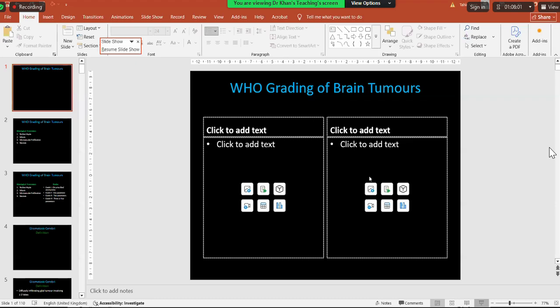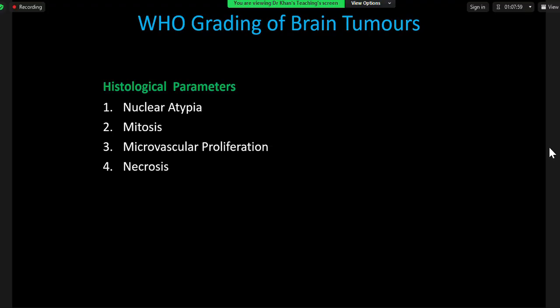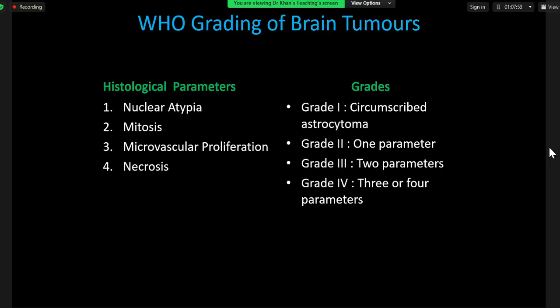So this case actually is gliomatosis cerebri. And I'll tell you what it is. Basically, before that, can you hear me? Candidate 3, is it 3? Yes. Yeah. So, we always talk about grade 1, grade 2, grade 3, grade 4.